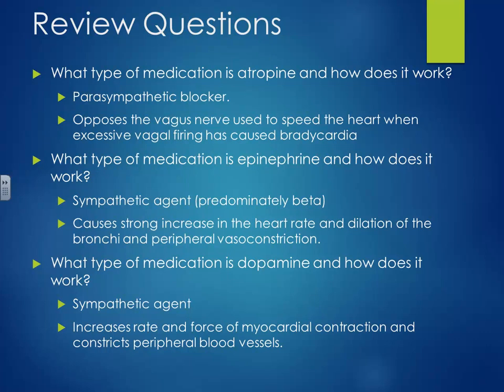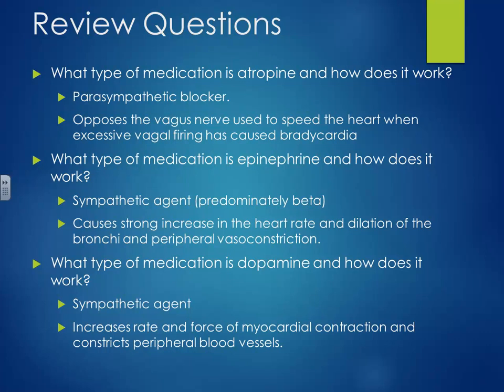So atropine opposes the vagus nerve, used to speed the heart when excessive vagal firing has caused bradycardia. The vagal nerve is a nerve of the parasympathetic nervous system. So if it's stimulated, it's going to act on the SA node and it's going to slow the heart down. So we give atropine to block those effects of the vagal nerve and to speed the heart up.